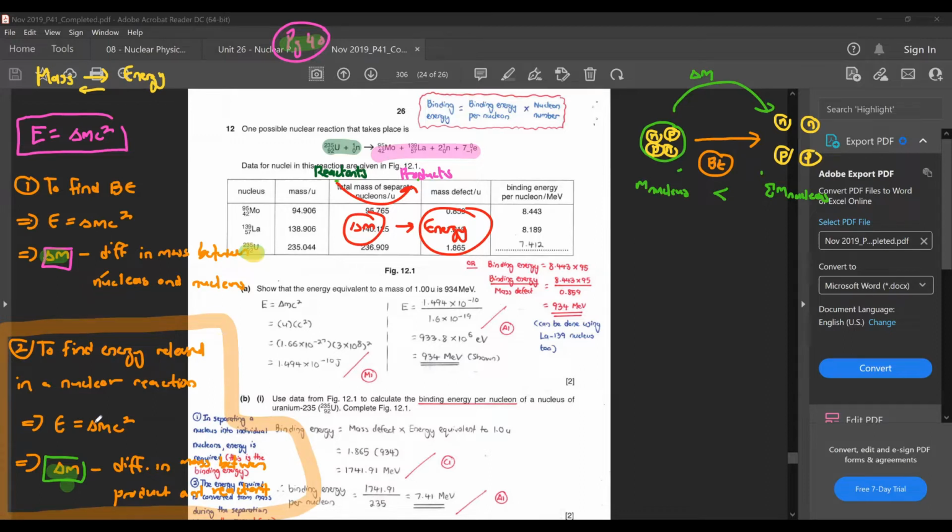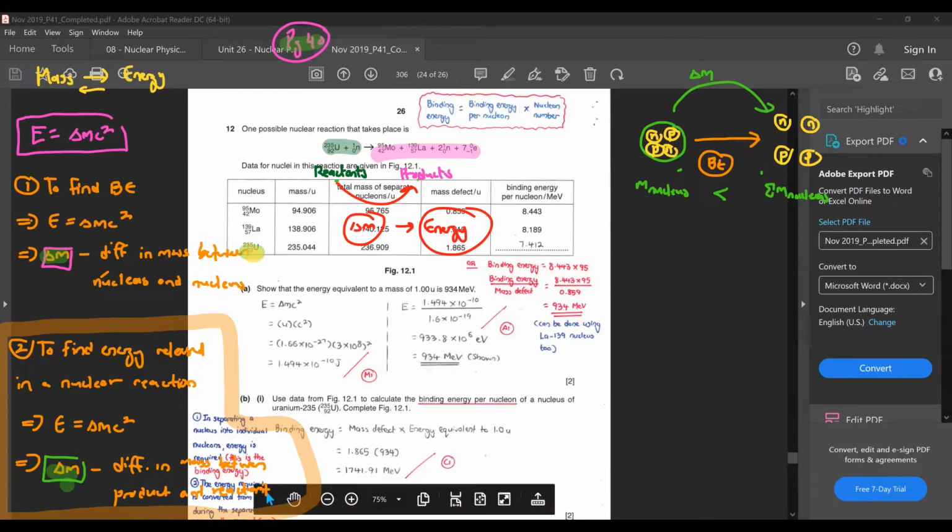You can use E equals delta m c squared, where your delta m is just the sum of the masses of the products minus the sum of the masses of the reactants. So this was what we did last time. But here we cannot use this method. You actually did this method in one of the previous questions.